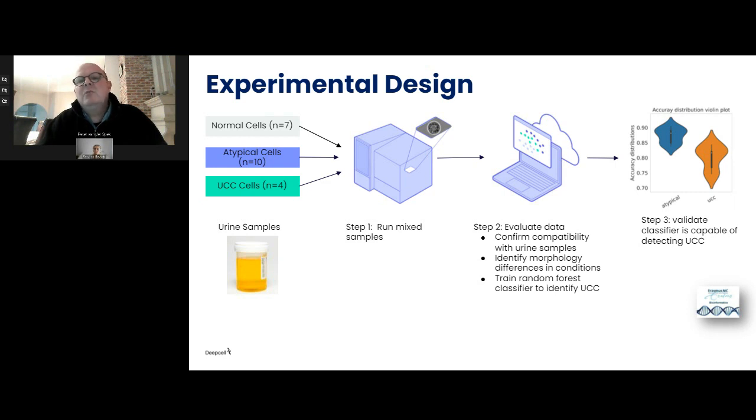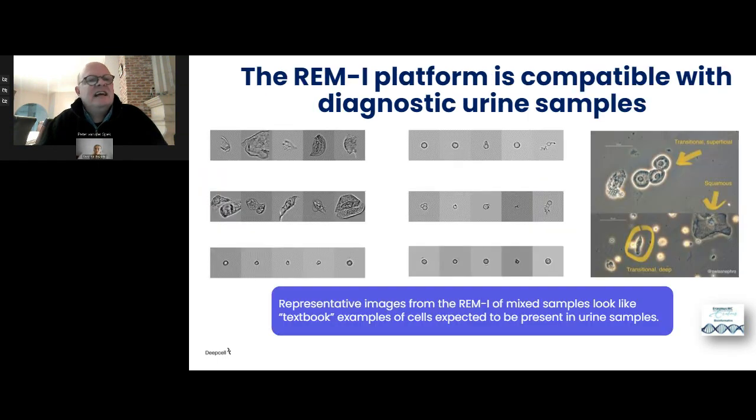So after we had trained our model, we wanted to see, can we separate the atypical from the urinary cell carcinoma samples? So what you typically see here are images captured by the bright field camera, and images that have similar shape and morphologies are grouped together. The representative images, which are obtained by using the REM-I machine, help you to look, and it recognizes textbook examples of cells that you expect to be present in the urine. So you see some textbook examples and you see very clearly overlap.